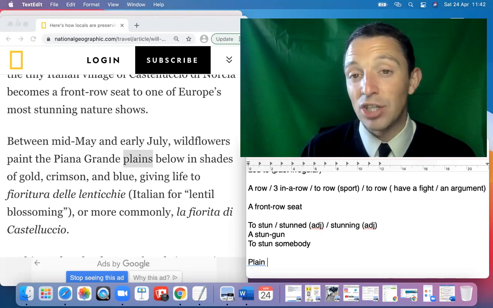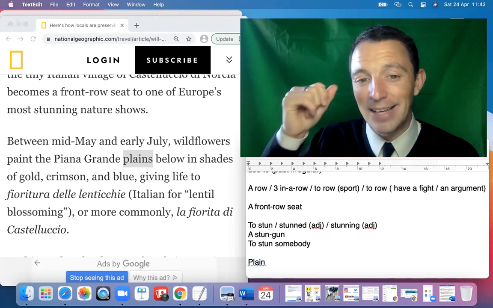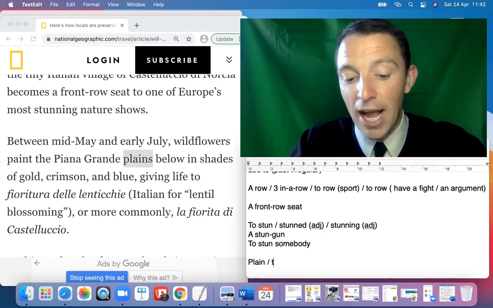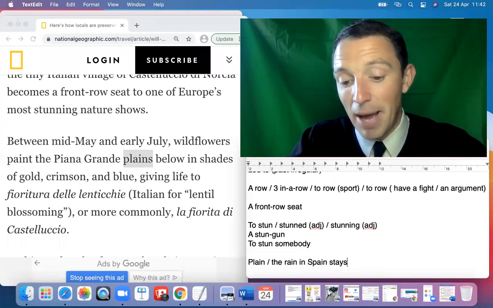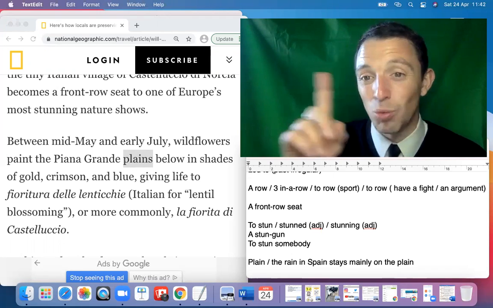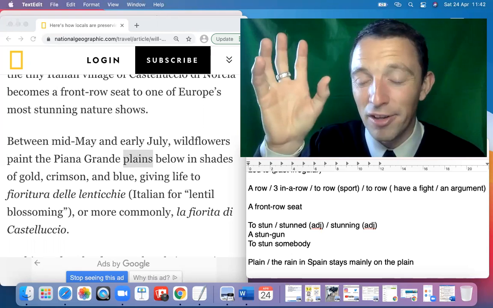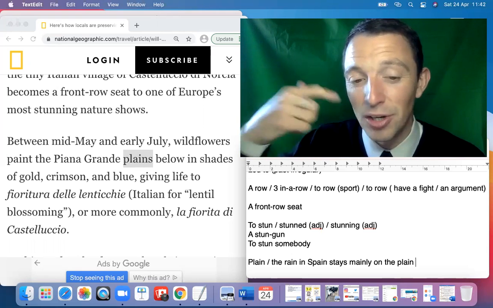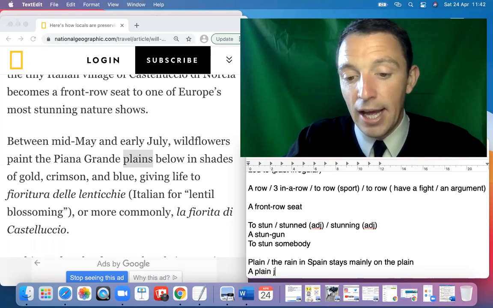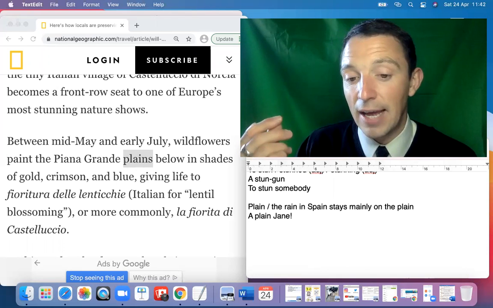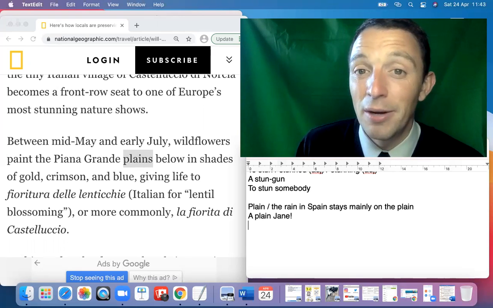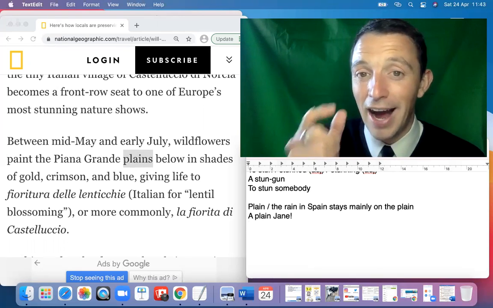And also in relation to the land, the plain of land is maybe the center of the land with a lot of space, okay? And we have an expression that's famous: the rain in Spain stays mainly on the plain. And that means the rain in Spain normally is in one particular area, okay, maybe in the north of Spain, but it's an expression because it sounds good, okay? So we have another expression, we say a plain Jane, and that's just a joke because it rhymes. So an ordinary person, or a very boring person, or a very simple person, it's a very typical expression that you are a plain Jane.